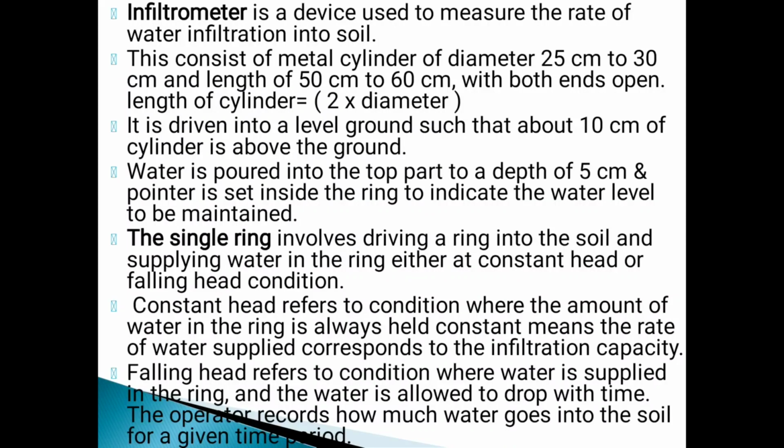Water is poured into the top part to a depth of 5 cm, and a pointer is set inside the ring to indicate the water level to be maintained. The single ring involves driving a ring into the soil and supplying water in the ring, under either constant head or falling head condition. Constant head refers to the condition where the amount of water in the ring is always held constant, meaning the rate of water supplied corresponds to the infiltration capacity, whereas falling head refers to the condition where water is supplied in the ring and the water is allowed to drop with time. The operator records how much water goes into the soil for a given time period.